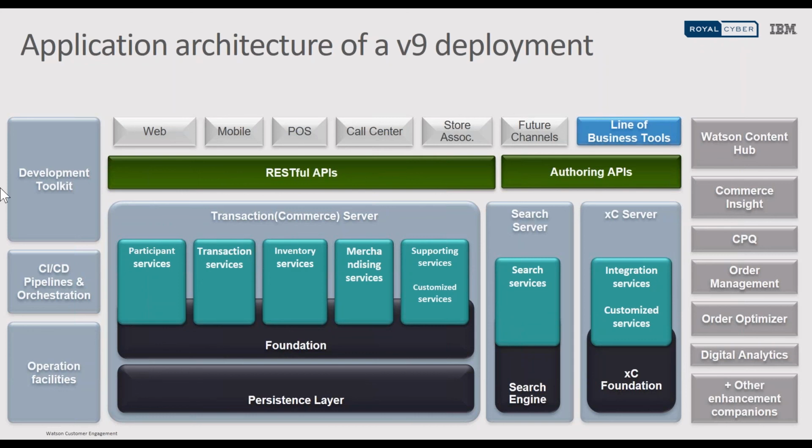This is the application architecture of the V9 deployment. As you can see, everything is modularized here. Your transaction server is sitting separately, your search server is sitting separately, your XC server is sitting separately, and then you have a host of different tools available from IBM which can help you provide customers a seamless and flawless experience, irrespective of what channel they come in from.